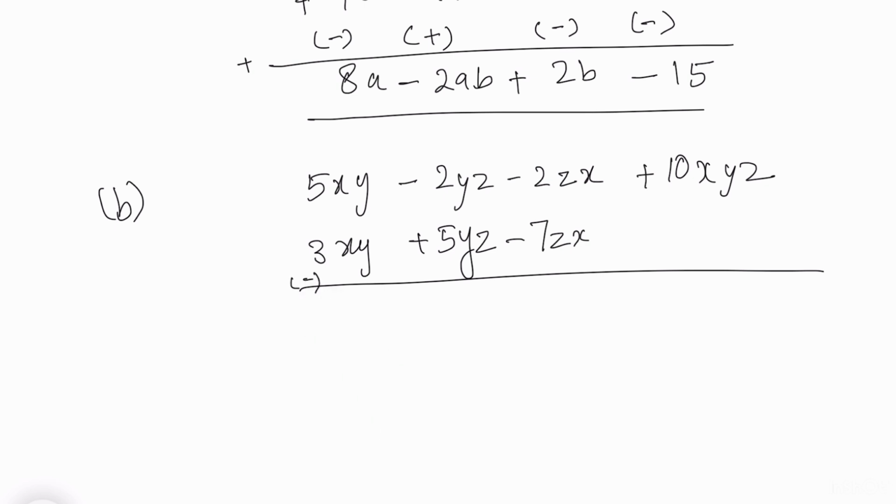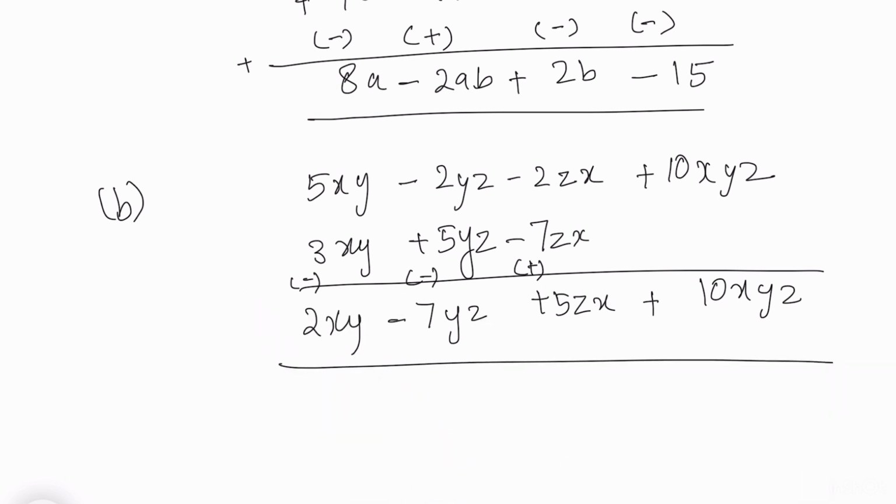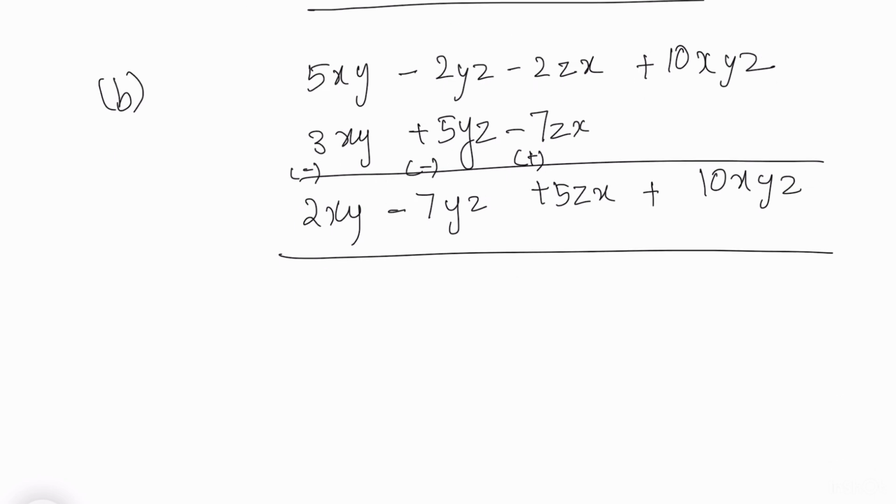Change the sign. This will be copied. Minus 2 plus 7 plus 5 zx. Minus minus minus. Simple addition is happening. Okay. If there is any doubt, please comment. I'll help you out. Okay.